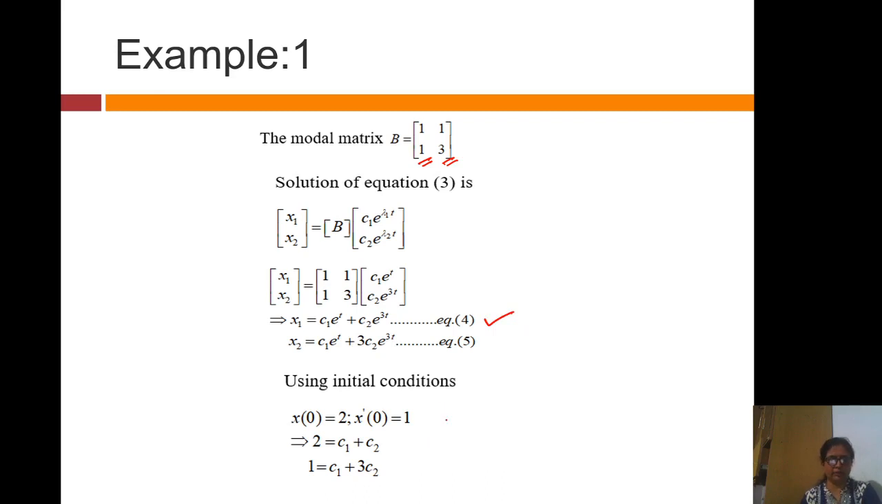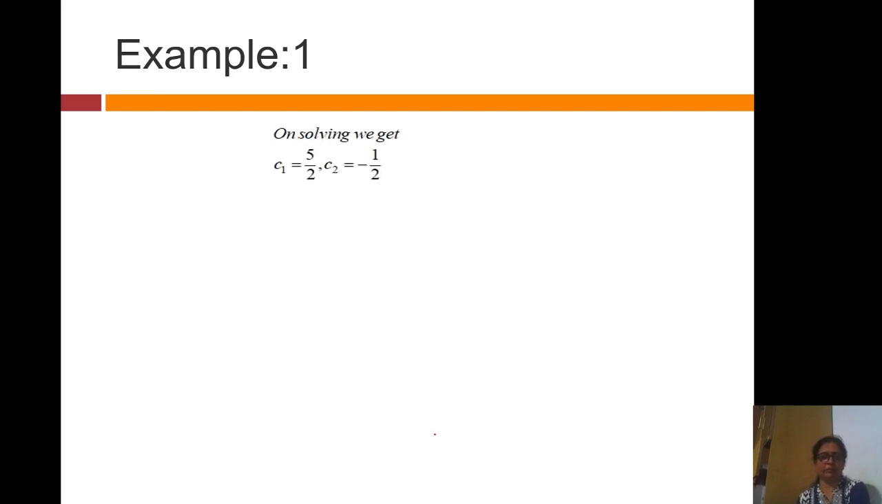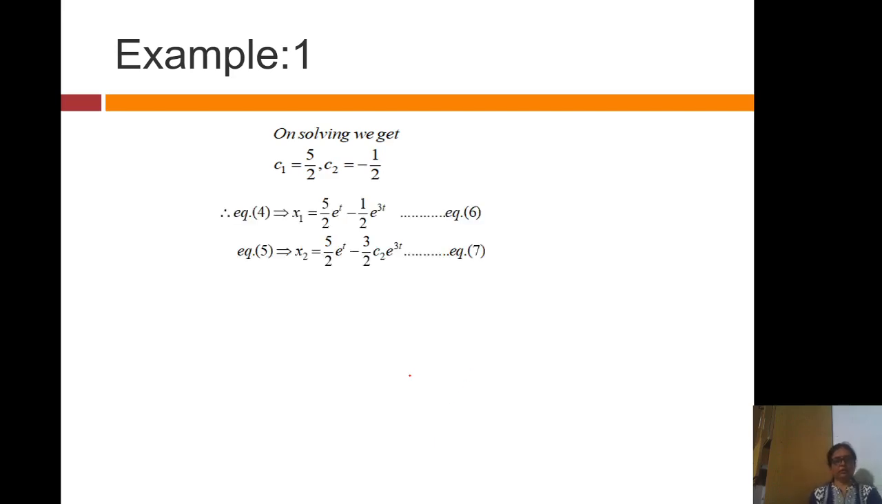result. But here initial conditions are given, therefore we substitute t equal to 0 here, then x equal to 2 and at t equal to 0, x dash equal to 1. Then we get these two equations. We solve these two equations and find out C1 and C2 values. C1 equal to 5 by 2 and C2 equal to minus 1 by 2. Therefore, again substitute these values in equations 4 and 5, we get these equations.